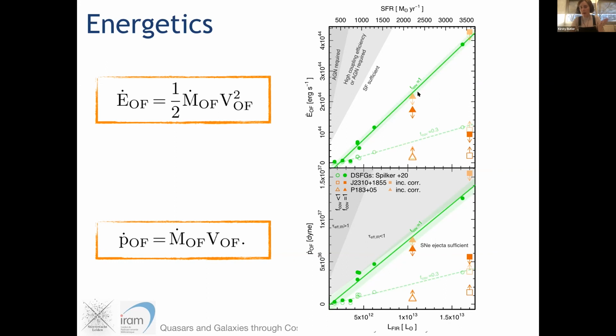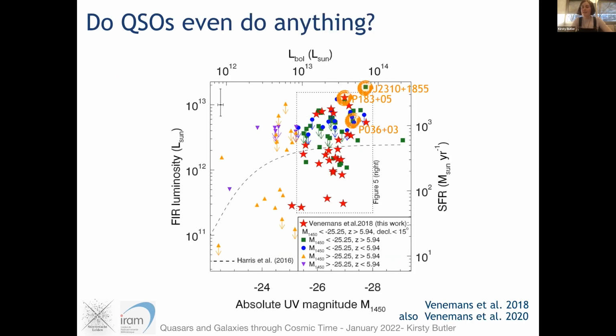So is the quasar even doing anything? And perhaps actually, maybe we should have thought maybe it wasn't. There have been studies that have looked at the interaction between unobscured quasars. All three of these quasars are unobscured, so they've gone through their blowout phase and created a cavity in their ISM.